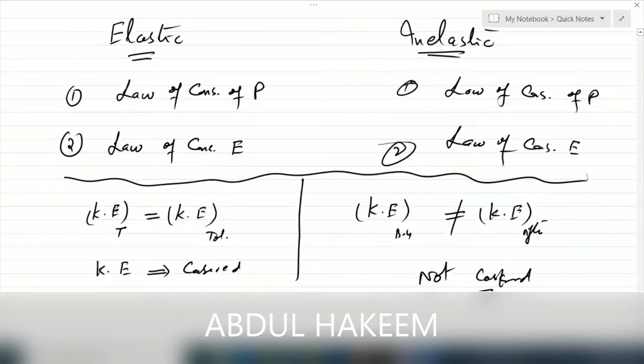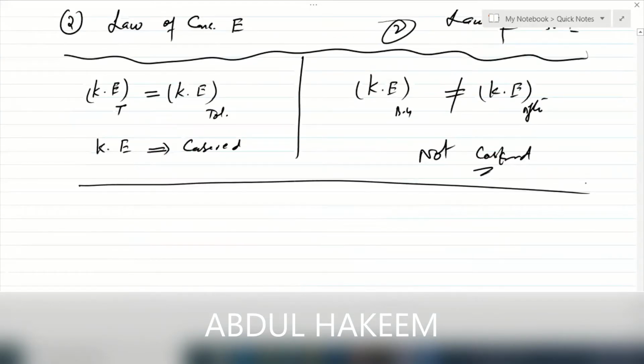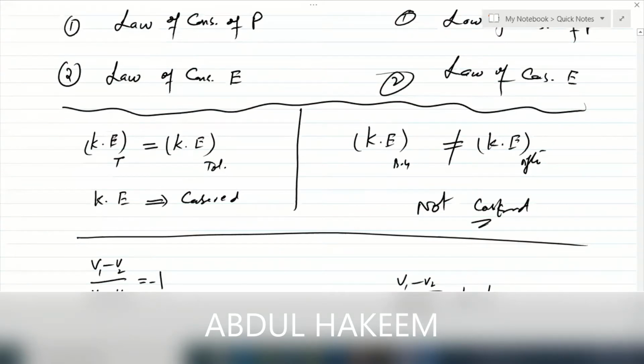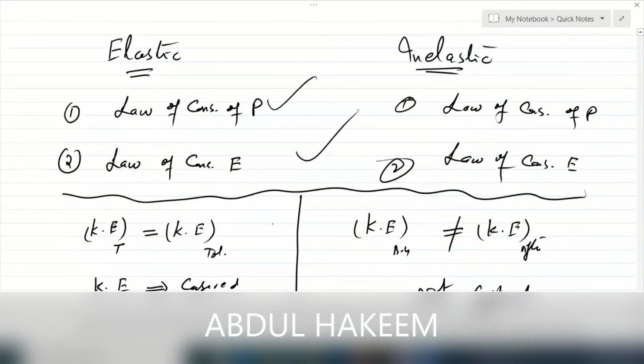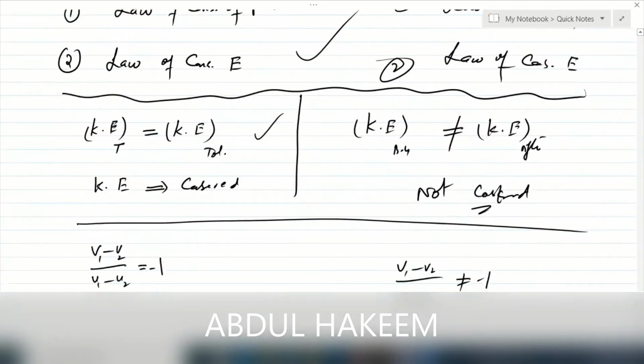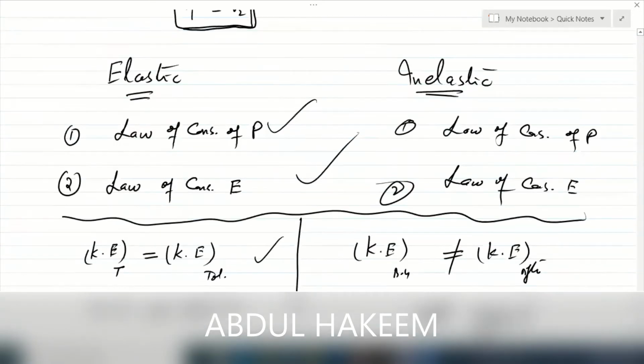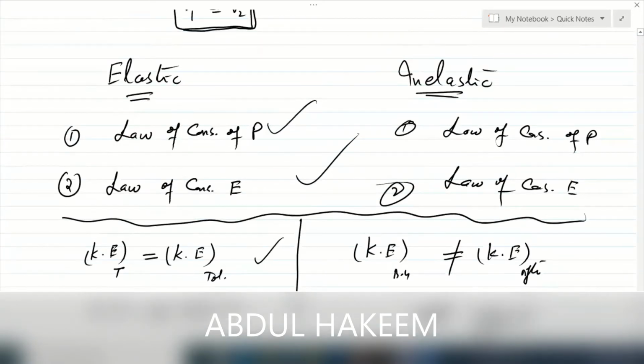And the next difference is, we have seen the ratio of velocity of separation and velocity of approach is exactly 1 in magnitude. But here, V1 minus V2 over U1 minus U2, this ratio is not 1 or minus 1. It will be different. So these are the two similarities, and these are the two differences between elastic and inelastic.